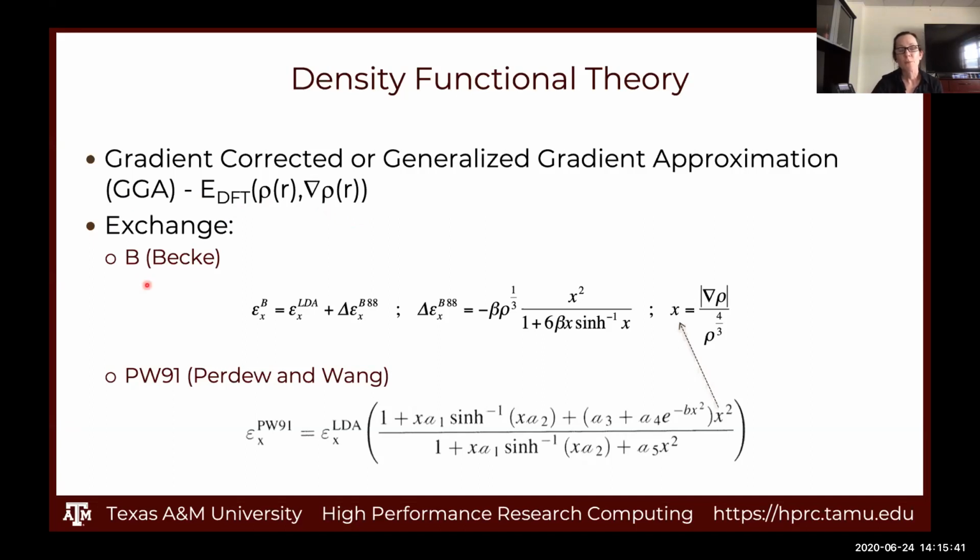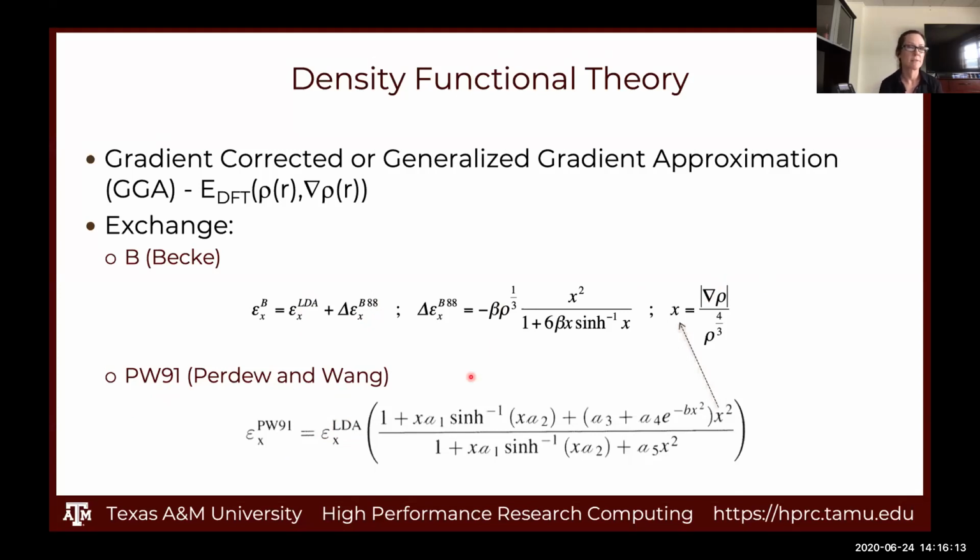So for the exchange term, the most common one that is still used today is the Becke exchange term. You see it in the literature, it's pervasive, it's still all over the place. So this is just a correction to LDA. They took LDA and they added on a correction which includes the gradient of the density. Another one that you might see in the literature still is PW91, Perdew-Wang, developed I believe in 1991. And again, it's based on LDA, but they added in a gradient of the density, okay, to improve the results for molecular systems.